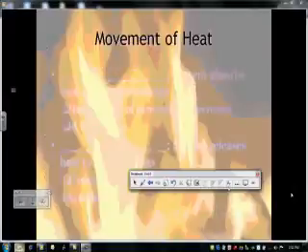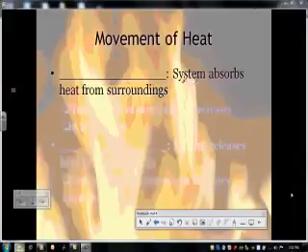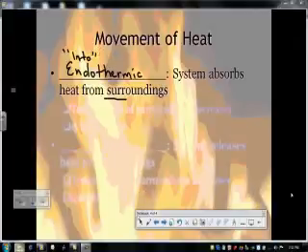So let's look at how heat moves from high to low. It says the system absorbs heat from the surroundings. From the surroundings means energy goes into the system, and this prefix looks a lot like the word into. It's endothermic, where thermo refers to heat and endo looks like into. So that means the movement of heat from the surroundings into the system.